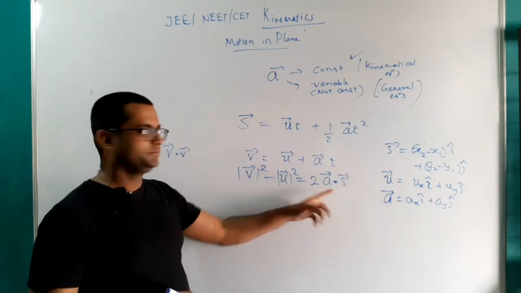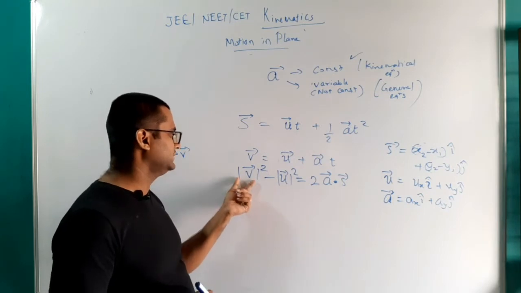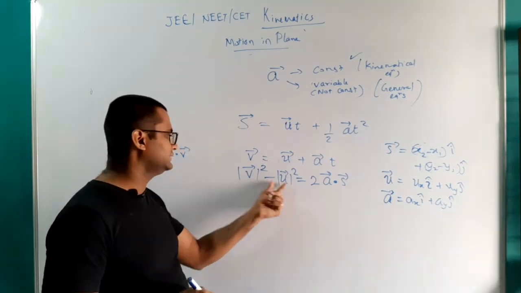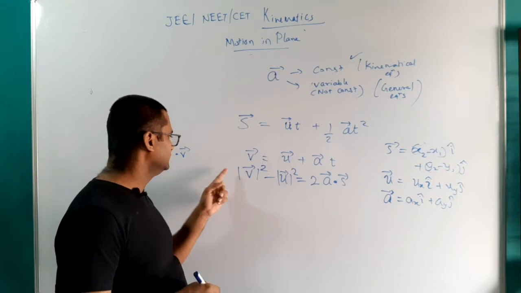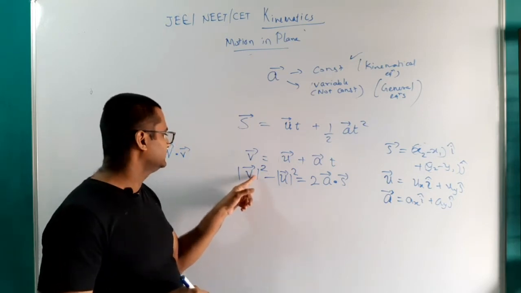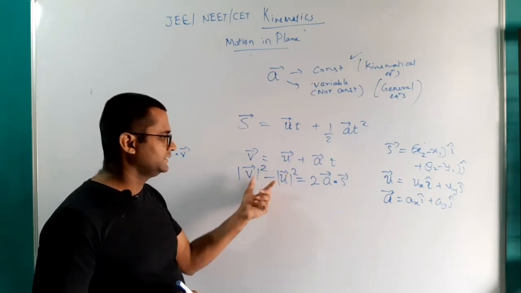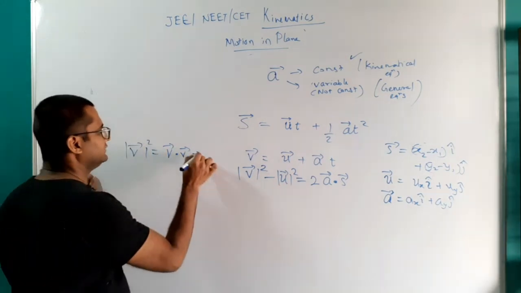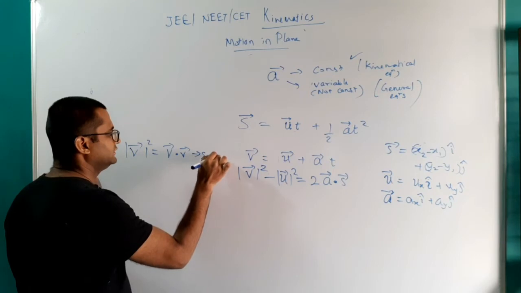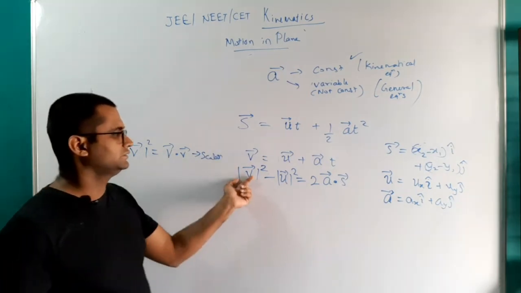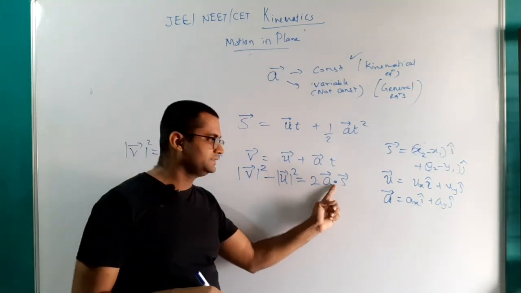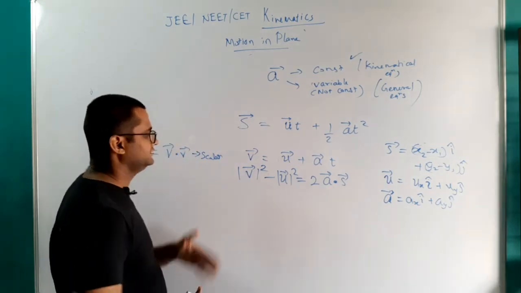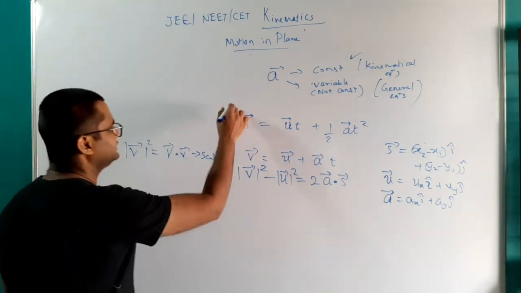Here there is a dot product because this is the square of a vector, and these are scalar quantities. When you take mod and then square it, basically this is a dot product and this is a scalar quantity. When you take the dot product of vectors, the result is scalar, so scalar minus scalar should be scalar, and that's why there is a dot product here. So this is all about equations. You can remember these equations.